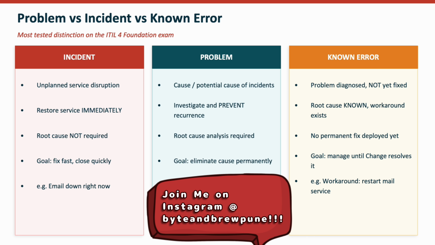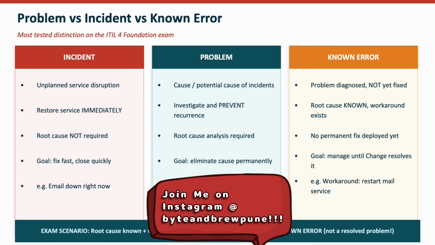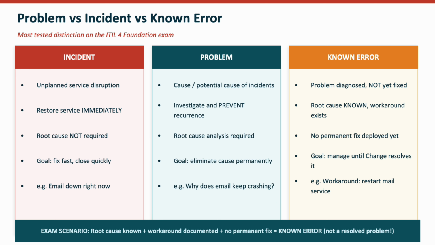From an exam point of view, most of the time you will be asked such questions: root cause known plus workaround documented plus no permanent fix equals known error, not a resolved problem. So just make sure: you know the root cause, you have a workaround documented, there is no permanent fix, so it can be considered a known error. Sometimes users make a mistake and consider it a problem, but it is not a problem, it is called a known error.